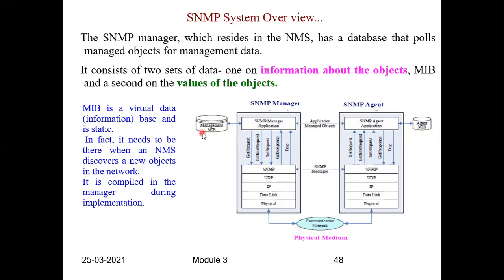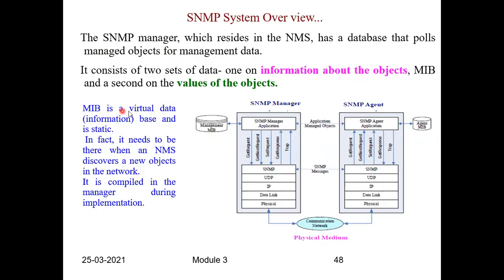The manager had a database. In OSI, if you remember, only the manager had a database. In SNMP, the agent also has a database. We call it the agent MIB. This is the management MIB. So the SNMP manager, which resides in the NMS, has a database that polls managed objects for the management data. It consists of 2 sets of data, one, the information about the object, that is the MIB, and the second, what is the value of the object.